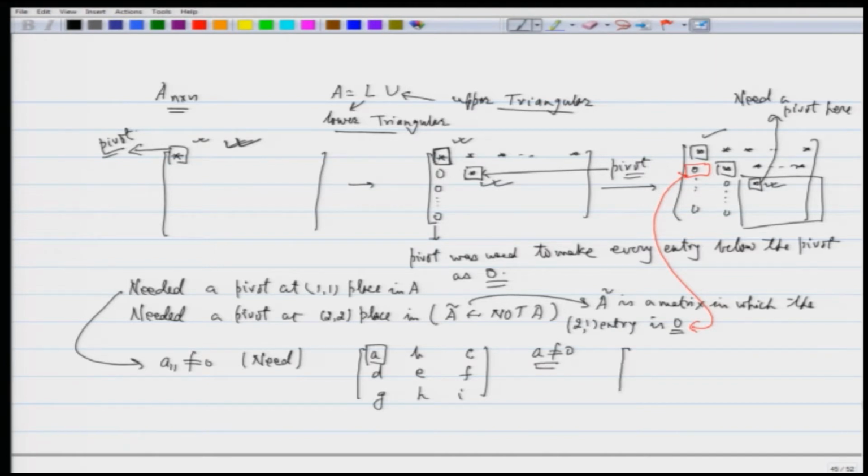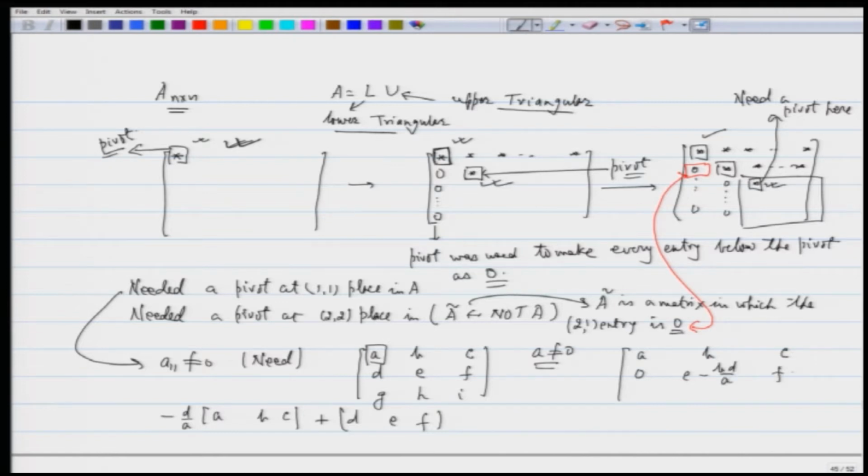Then what do we do? We leave the first row as it is, no change. Then I have to make this 0. To make this entry 0, what do I need? I need to multiply the first equation. So I have to just look at D upon A times (A, B, C), and subtract it from (D, E, F). What do I get? Minus D upon A into A is 0 plus this. So this part is 0. Now this part will become E minus BD upon A.